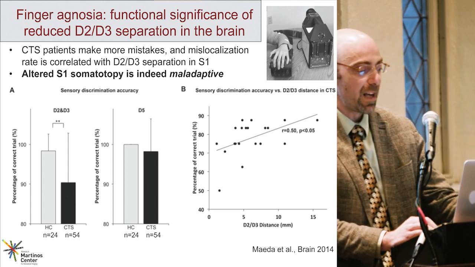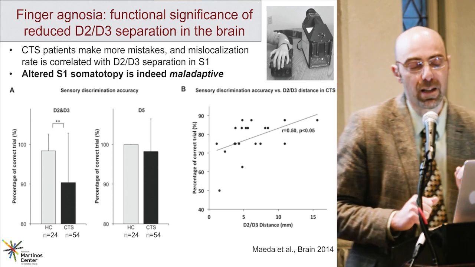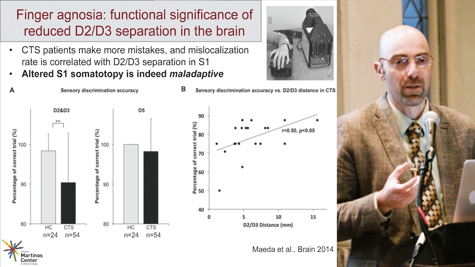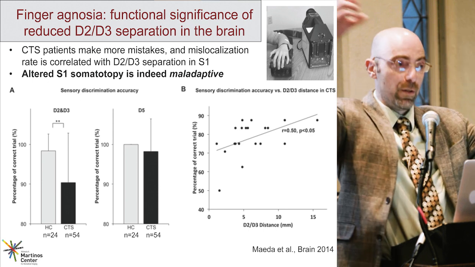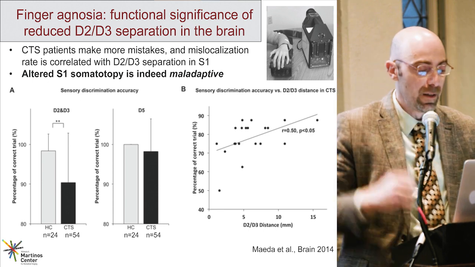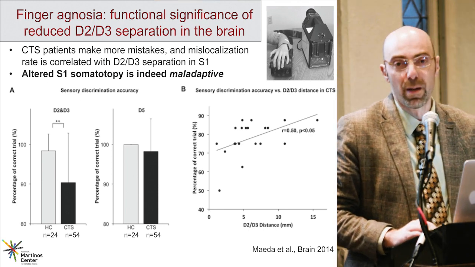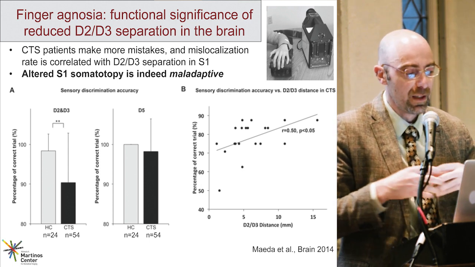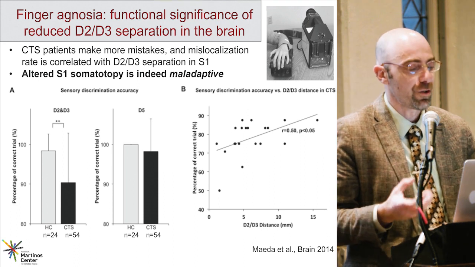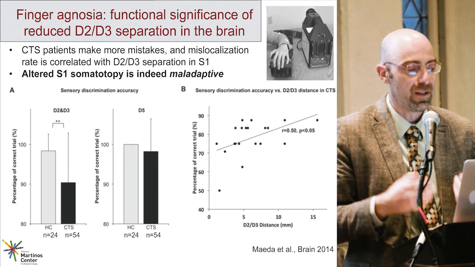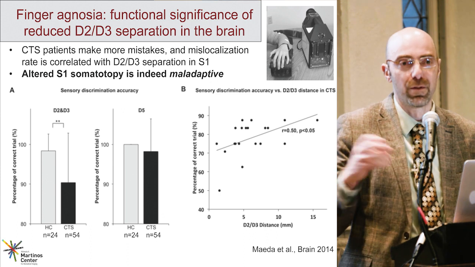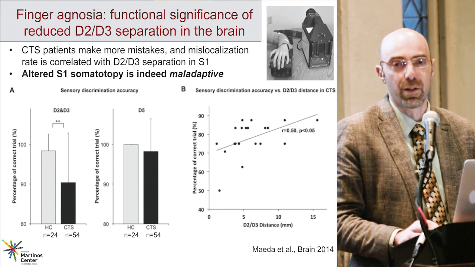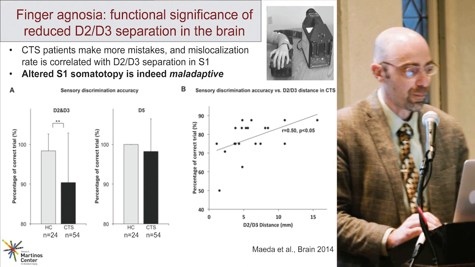But I think even more interesting was that the mistakes they were making were correlated with the separation distance in the brain of D2, D3. So the more blurring they had, the closer these two representations in their brain, the more mistakes these patients were making on this test. So this suggested that this somatotopy is not just an epiphenomenon, it's actually related to behavioral deficits, and so it's indeed maladaptive. It's a maladaptive neuroplasticity that's happening in the brain. So something important to target, something important that we want to deal with in therapy.